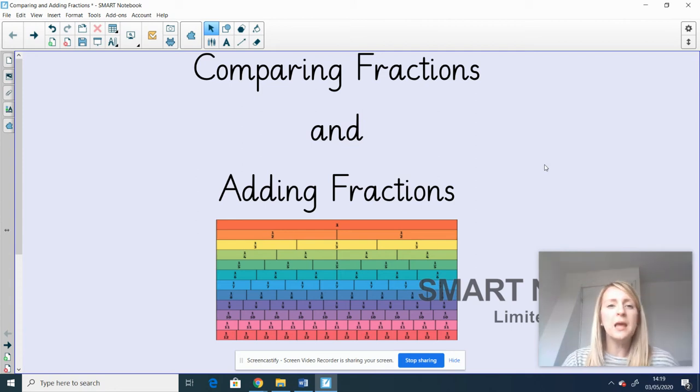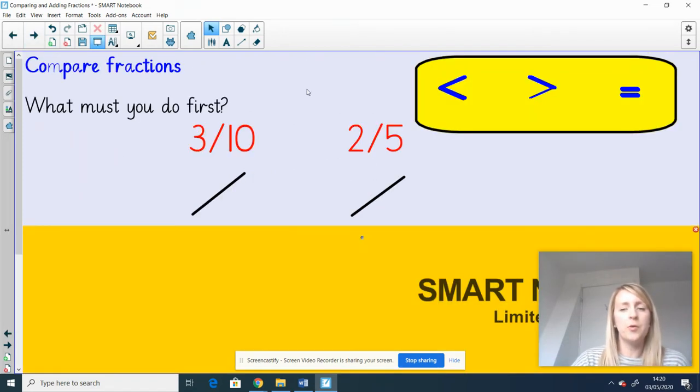Hi Year 6. If you select Math Challenges Set 1 this week, you will be comparing and adding fractions. So if you watch this video, I'm going to show you how to compare and add fractions. So let's start with comparing fractions.